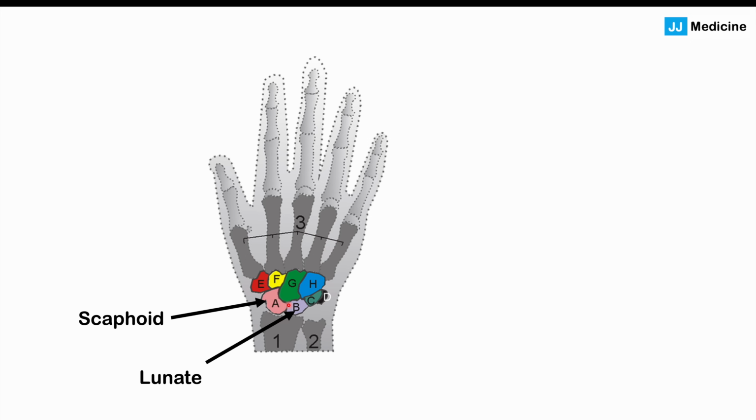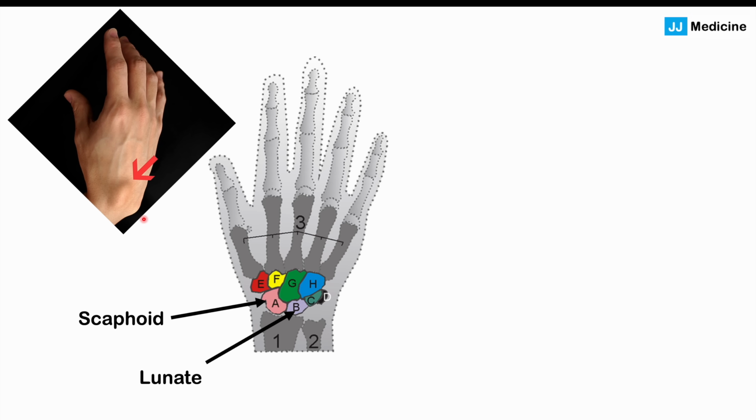One is the scaphoid, and the other is the lunate. So a lot of the cysts are going to occur right in between these two bones. Most commonly, we're going to get a cyst in that area. So this is where we can see it, right in this area. That's going to be the most common location for ganglion cysts.